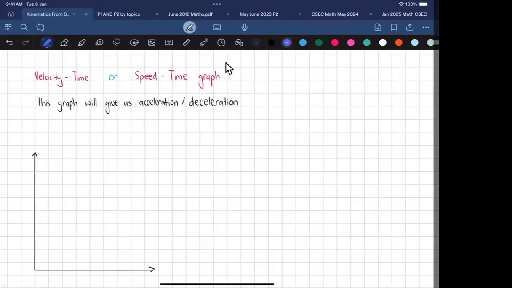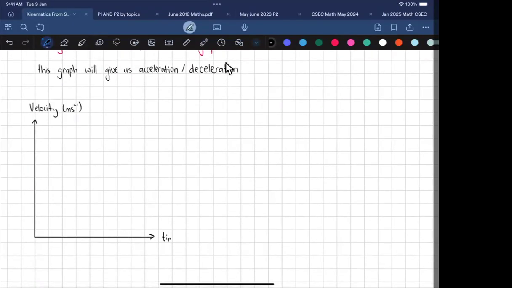So on the y-axis, we're going to have the velocity. And we typically measure velocity in what? Kira, what do we measure velocity in? Meters per second. And velocity is equivalent to what? Speed. Yeah, you're correct. So the y-axis will have velocity, and on the x-axis we'll have time. Time is typically measured in seconds. So we're gonna have different pieces of a journey.